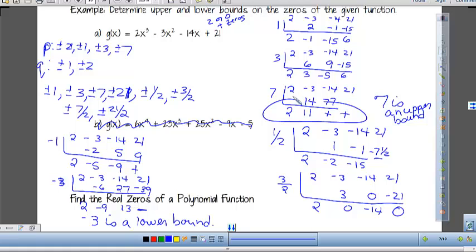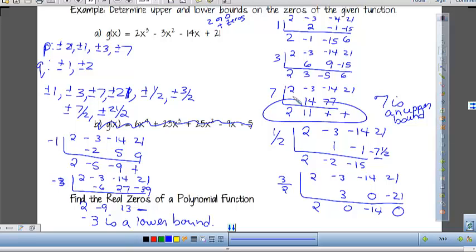Once I found that 7 was an upper bound, there was no need for me to try 21, because 21 is greater than 7. Our ultimate goal is to find these zeros, not just to figure out what's an upper bound and what's not. Well, it is in this case, but in a practical sense, once we found an upper bound, there's no need to keep going. If 7 is an upper bound, so is 21. If we put 21 in there, it would have all positives just like the 7 does.